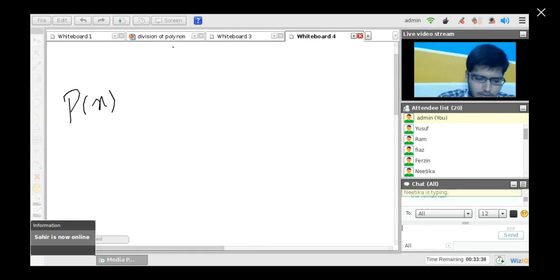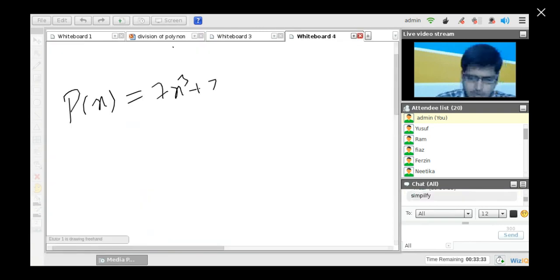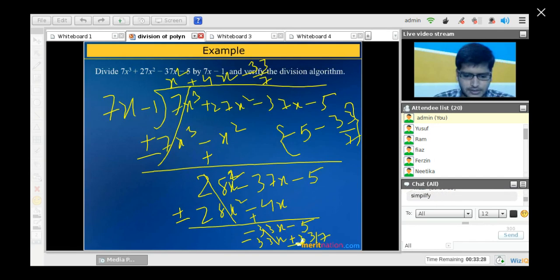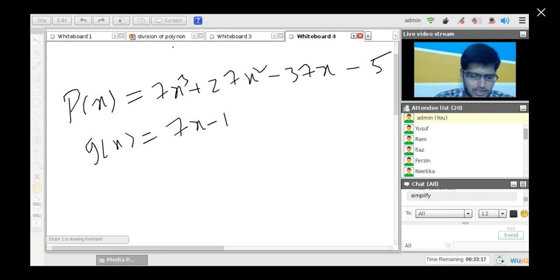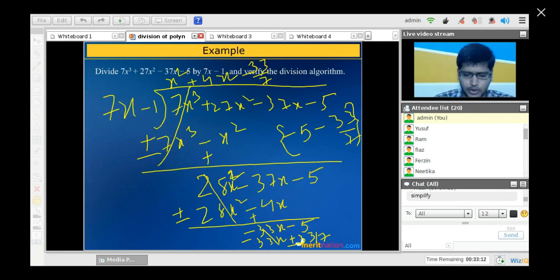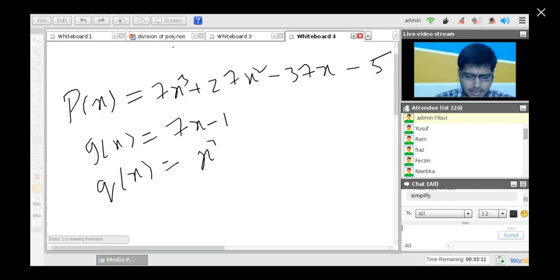P of x is equal to 7x cubed plus 27x squared minus 37x minus 5. The g of x is nothing but 7x minus 1 and q of x is the quotient. It is nothing but x square plus 4x minus 33 by 7. Is everyone of you able to understand this so far?